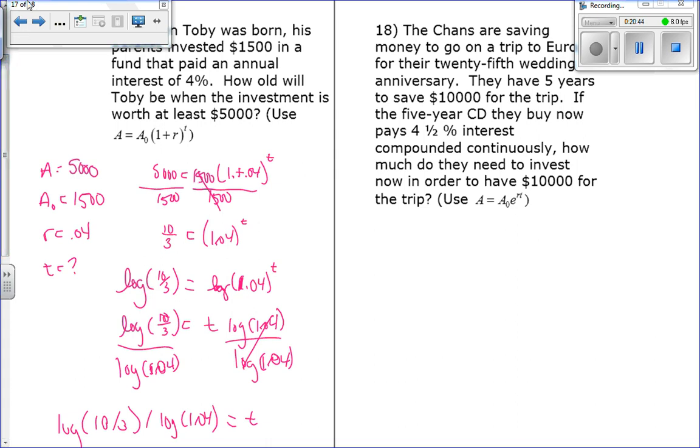Use A equals A sub 0 e to the rt. Remember, e is just a number, A is your ending amount. In this case, it is $10,000. That's a target. A sub 0 is how much do we have to invest. We don't really know. e is our number. r is the rate, so it's 0.045. And t is the time. And they've got how long? 5 years.